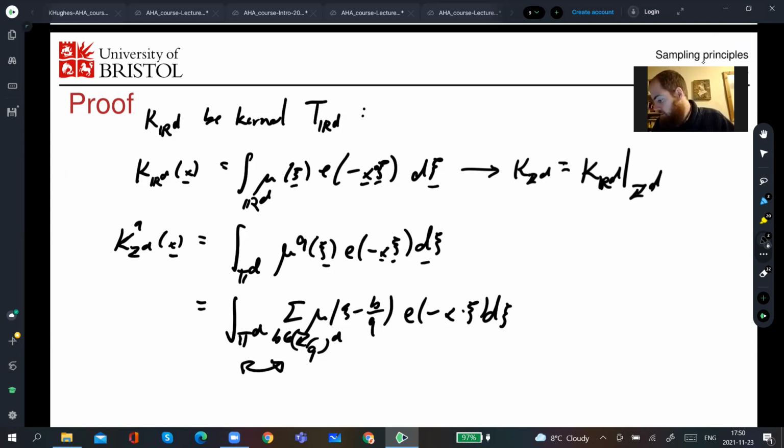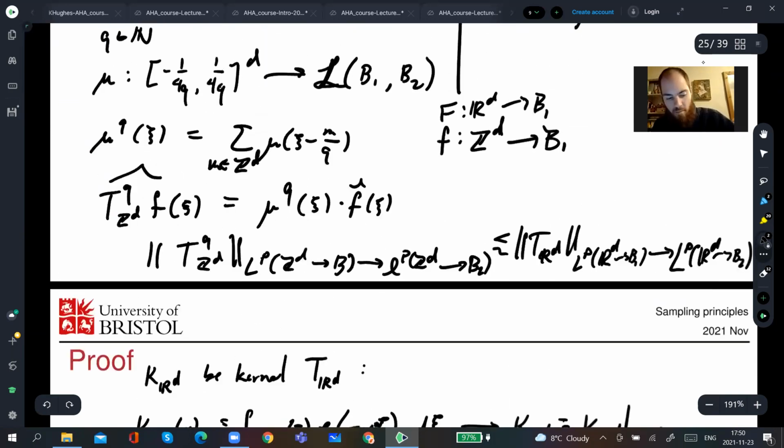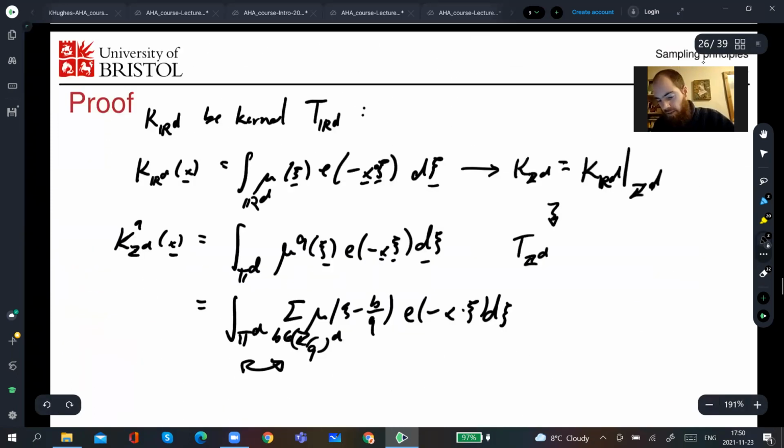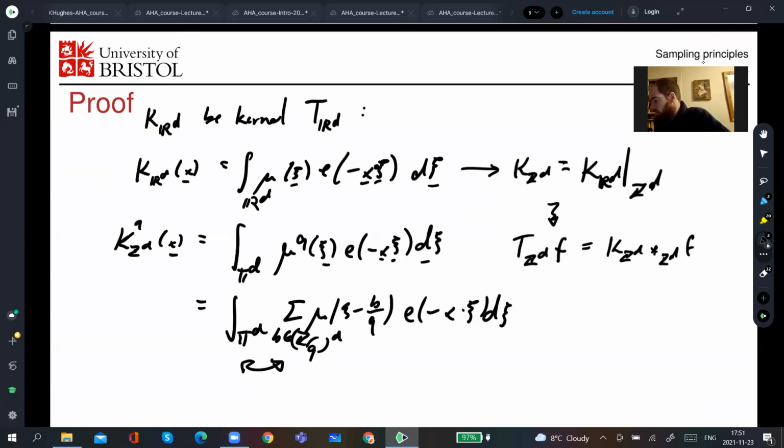And then this allows us to define an operator, which I'll call T of Z^d. Again, no superscript q here, it's just defined as convolution: K of Z^d, convolution on Z^d with f, also defined on Z^d. Okay, phew, lots of moving parts going on. Well, let's see how they interrelate.